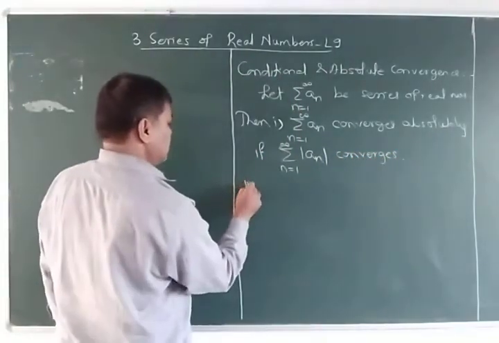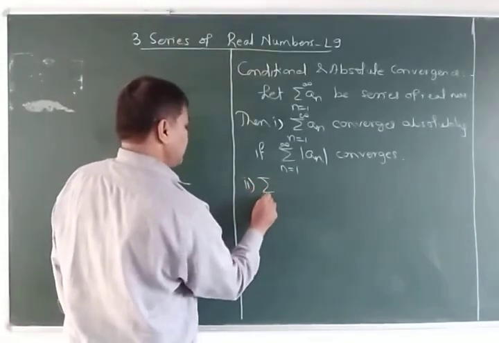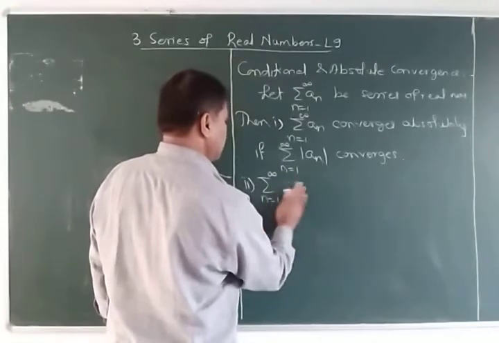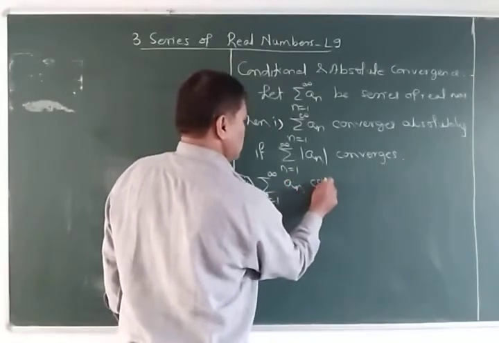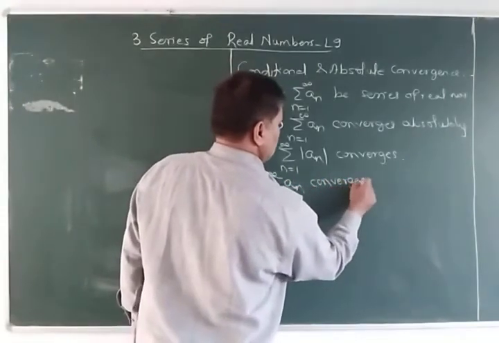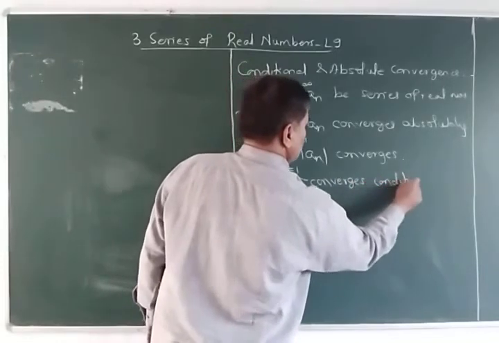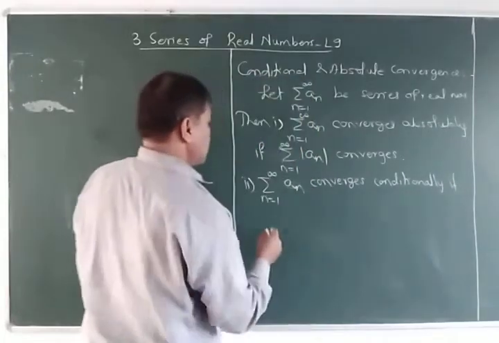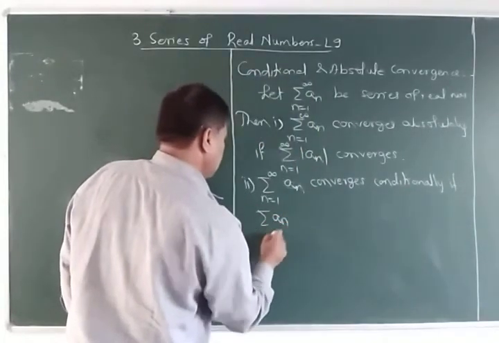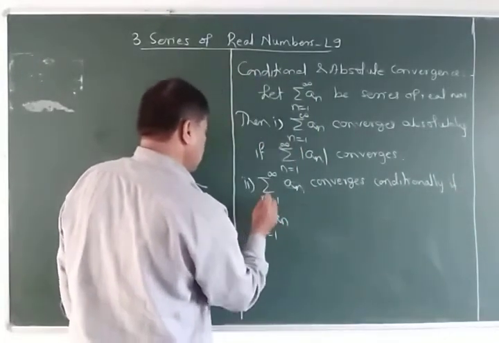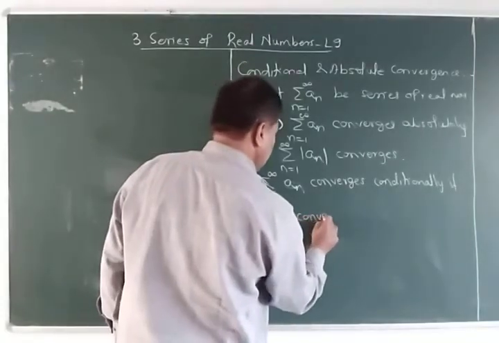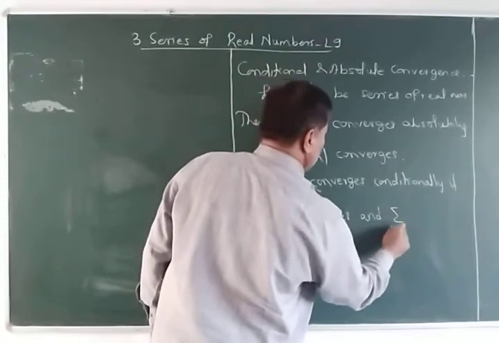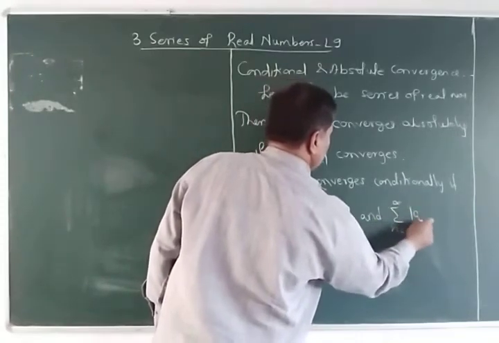And second, summation a_n, n equal to 1 to infinity, converges conditionally if summation of a_n, n equal to 1 to infinity converges and summation of mod a_n, n equal to 1 to infinity diverges.